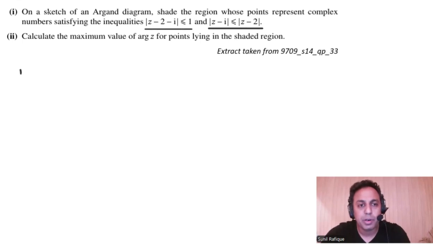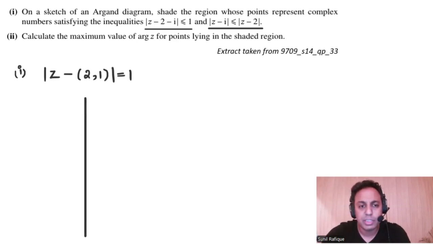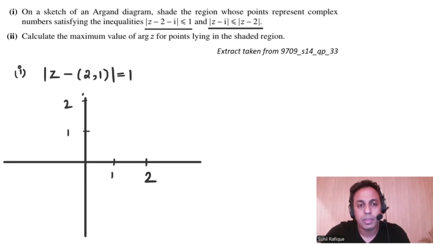So the first part, you can see that it's z minus, factorize the minus out. So the 2 plus i can now be written as 2, 1. And this is equal to 1. Remember, while sketching, you do not need to write inequalities. It's just a sketch. So let's put this sketch over here. And this is going to be like a 1 and 2, and this is a 1 and a 2. This is the imaginary part. Remember, it's an Argand diagram. So real part. Let's put another point 3.